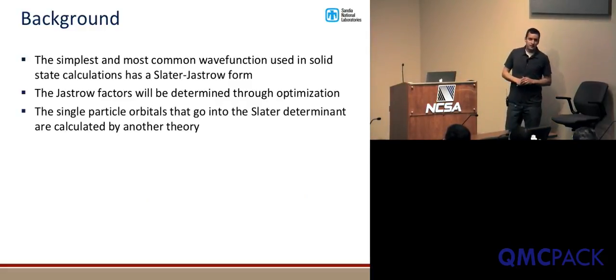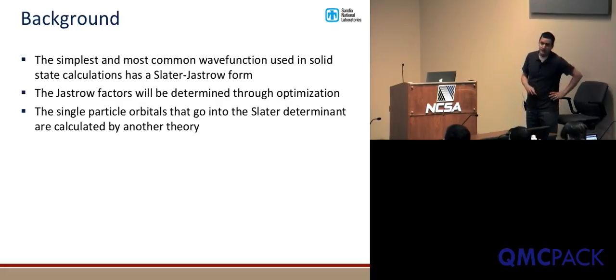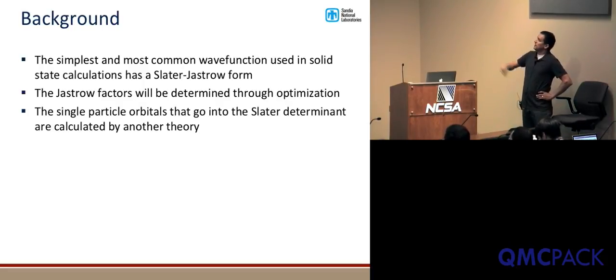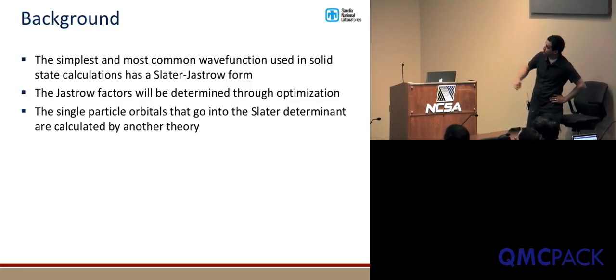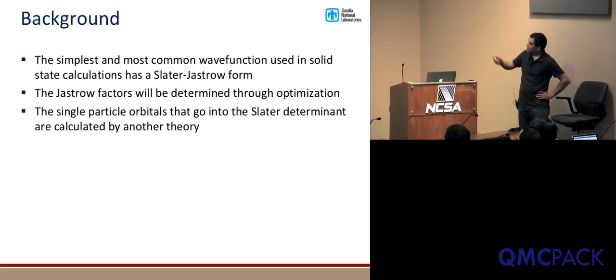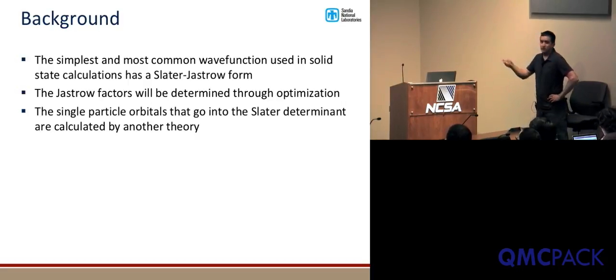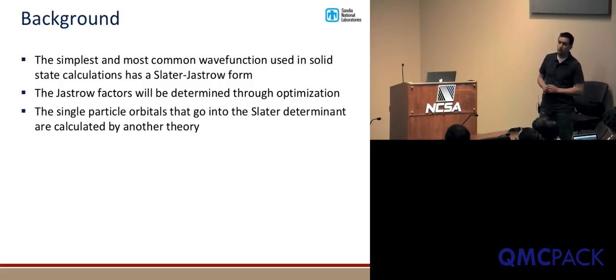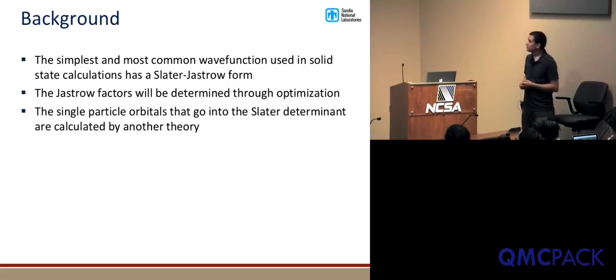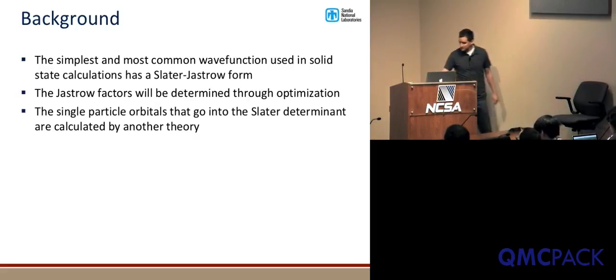As we've seen, and gone quite far beyond in yesterday's lecture, the simplest and probably most common form of the wave function for QMC calculations is this Slater-Jastrow form. Now in the solid state, it's actually considerably harder to go past this. There are some extensions, but this is going to be our big workhorse. So you get your Slater determinant from some method, and then the Jastrow factors are going to be determined through optimization, with the exception of things like the cusp condition, which we know. And then the single particle orbitals will generally come from somewhere else.